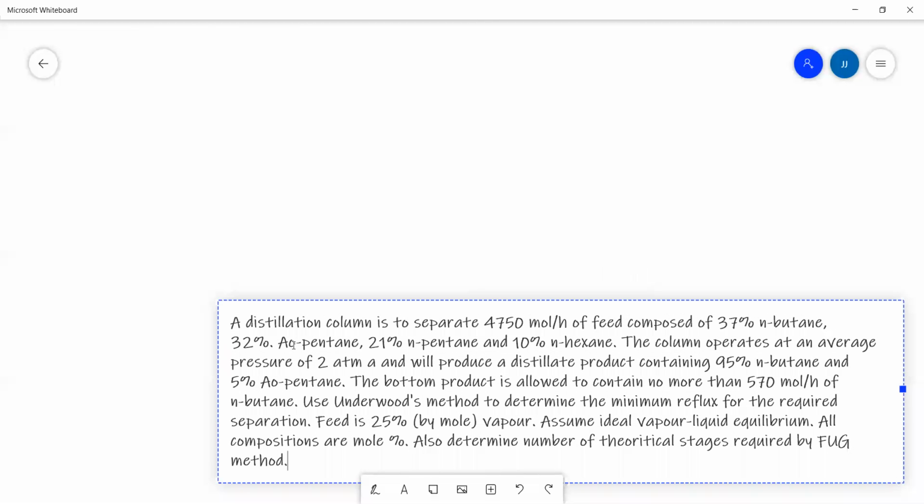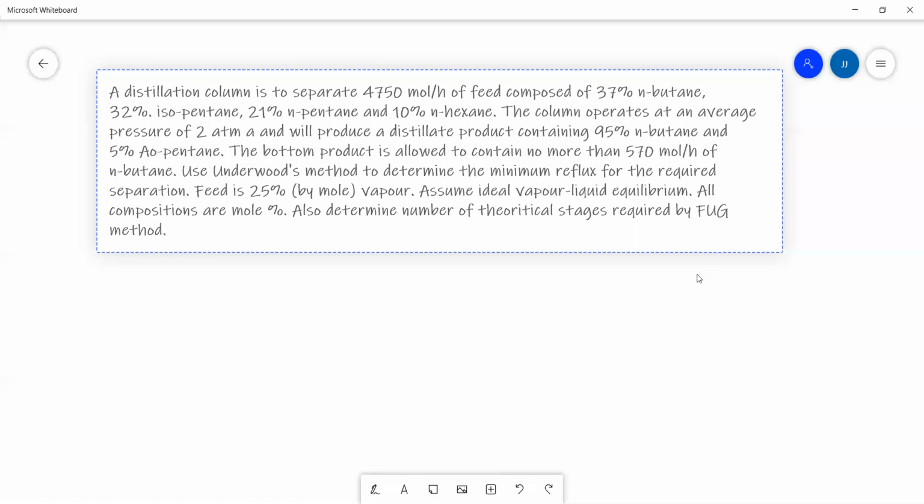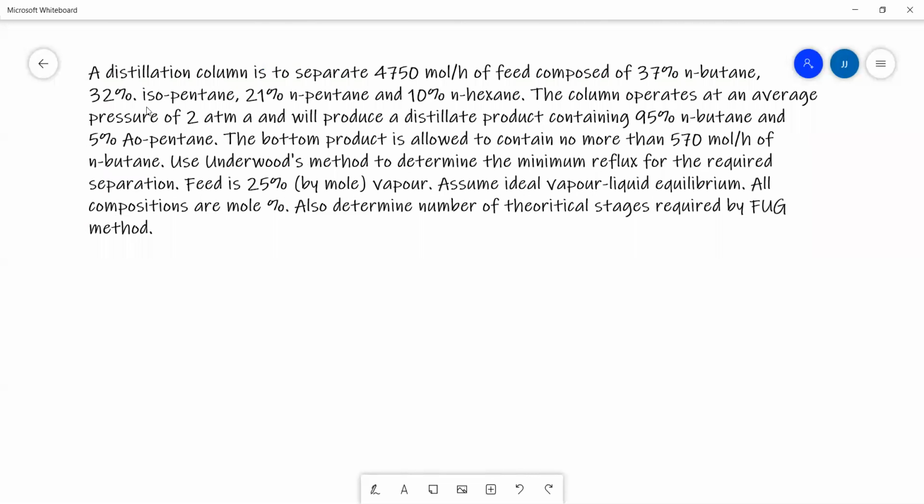Sorry, this is isopentane. 32% isopentane, 21% n-pentane, and 10% n-hexane. So we have a feed which contains four components, and these are the mole percentages given.